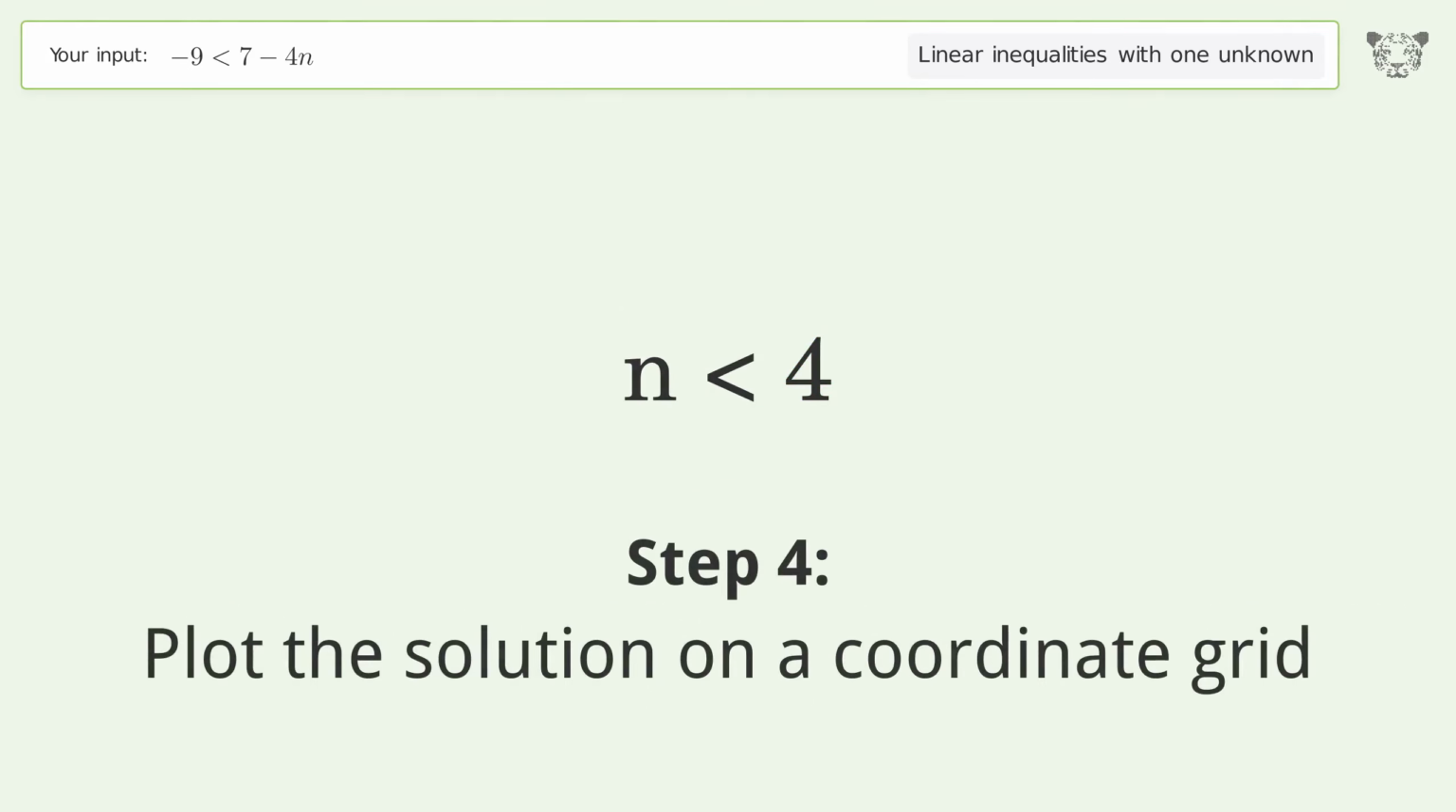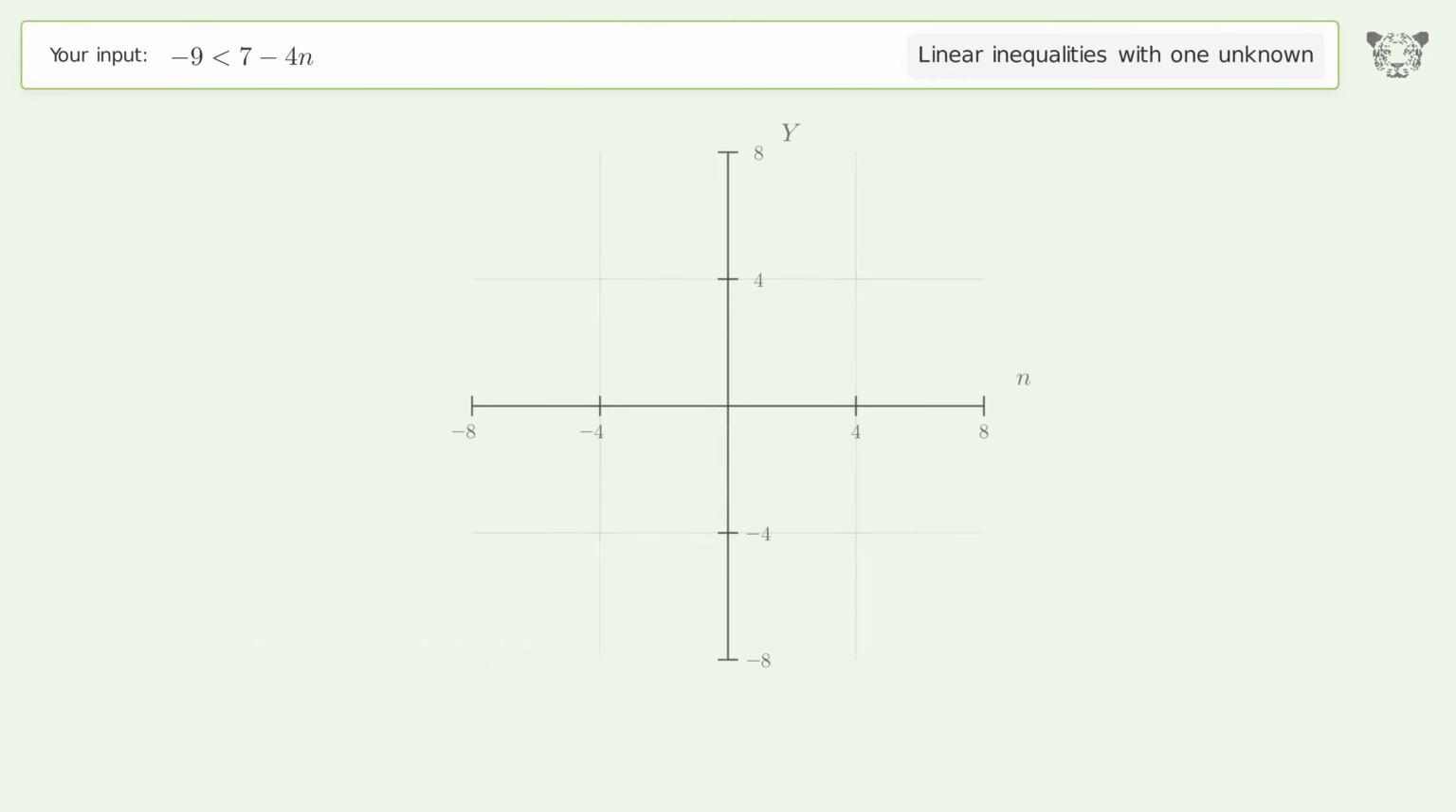Plot the solution on a coordinate grid. And so the final result is n smaller than 4.